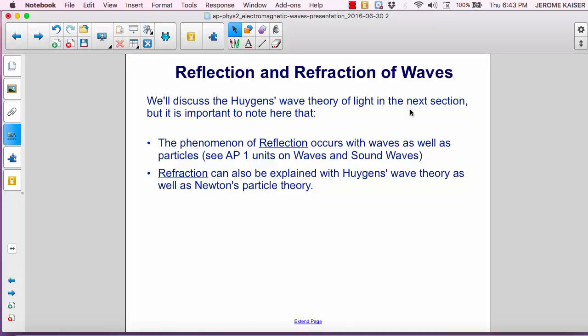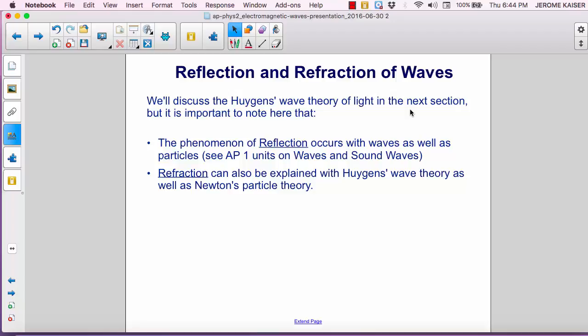We've just discussed reflection and refraction by considering particles. Let's revisit these two phenomena by looking at them as waves. We'll discuss Huygens' theory of light in the next section, but it is important here, while we're looking at reflection and refraction, to understand that these can also come out of a wave theory.